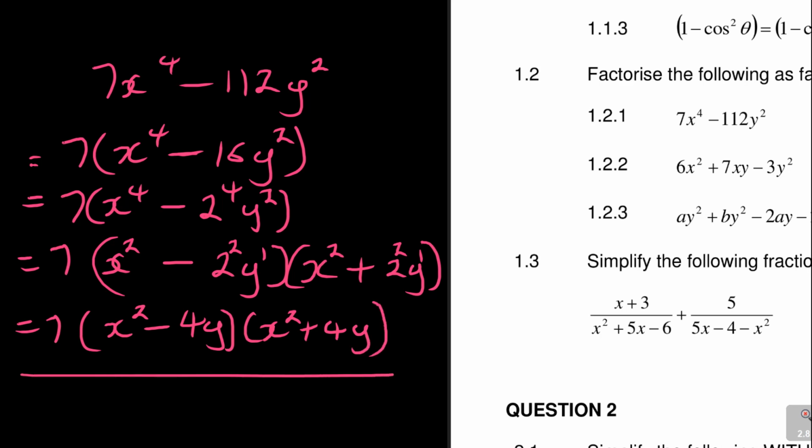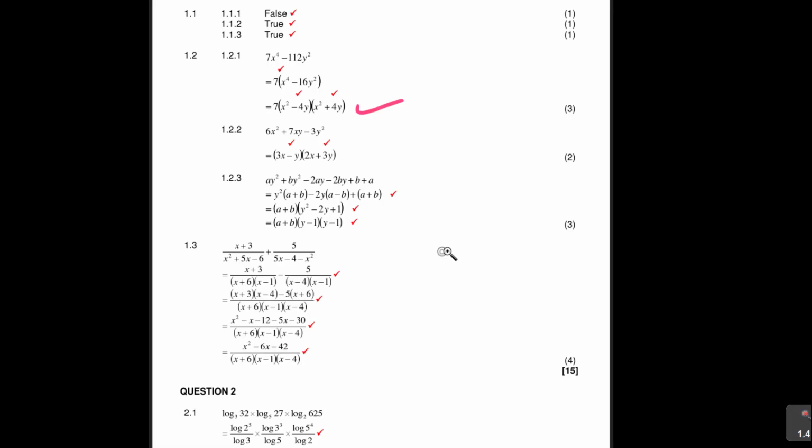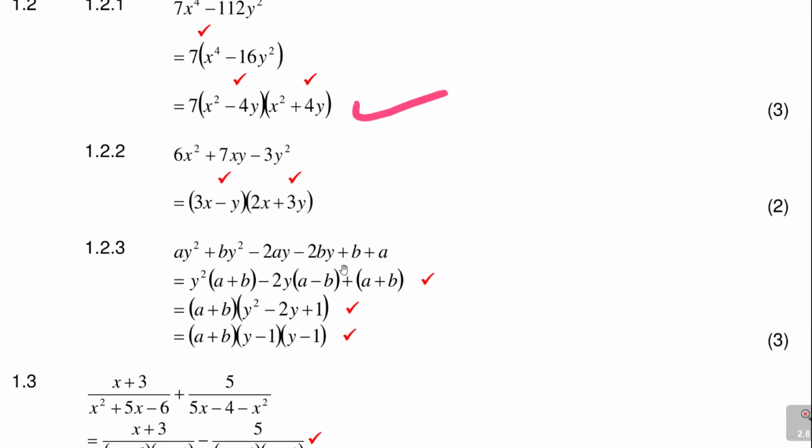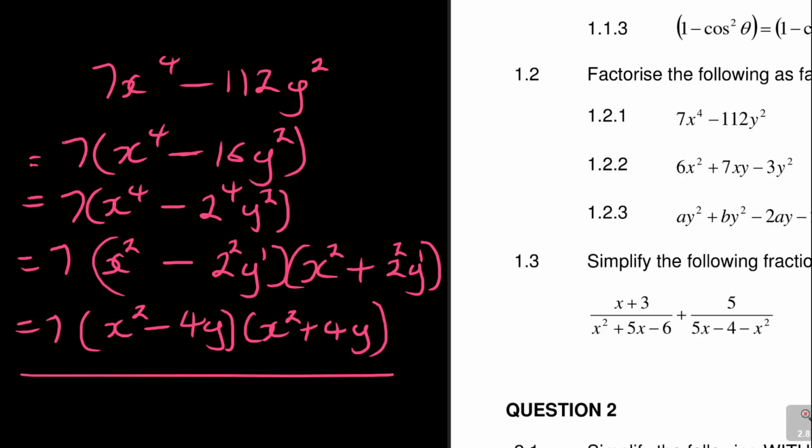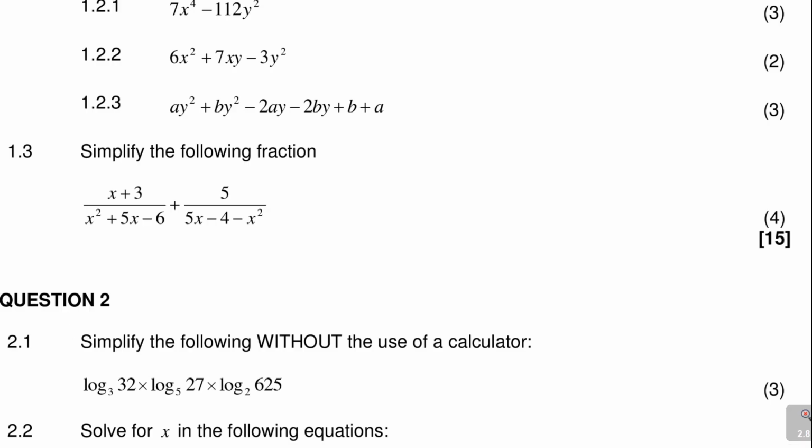Okay, let's check their answer. X squared minus 4y, x squared plus 4y. I think this is correct. Let's just make it a bit bigger. There it is. Are you with me? So now let's go back to the question. I can erase this. Look at the next one.